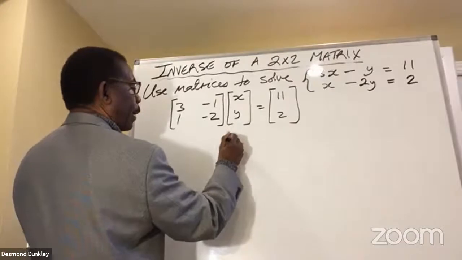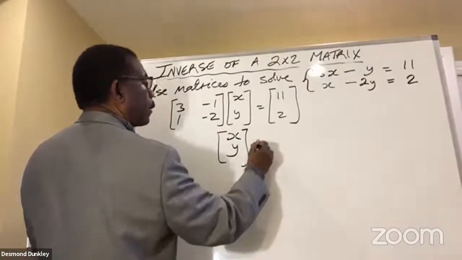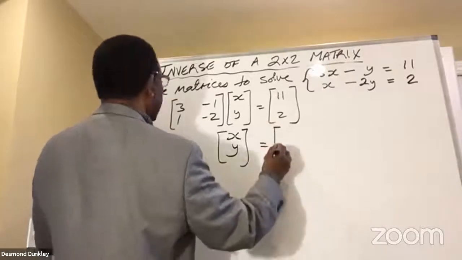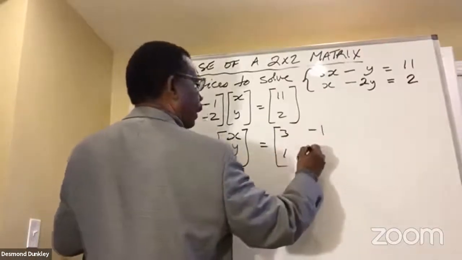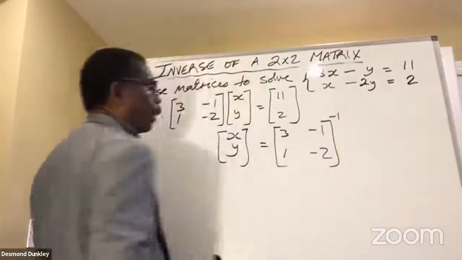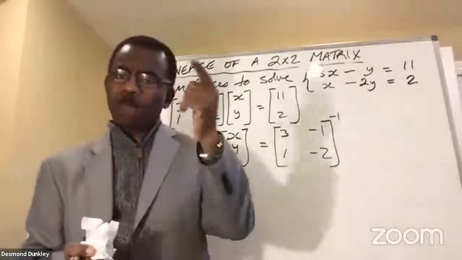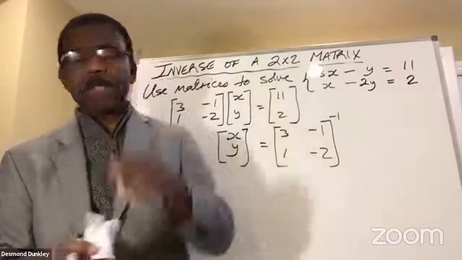So here we go. x, y is going to be equal to 3, negative 1, 1, negative 2 to the minus 1. Remember I told you to use the exponent negative 1 to refer to the inverse matrix.